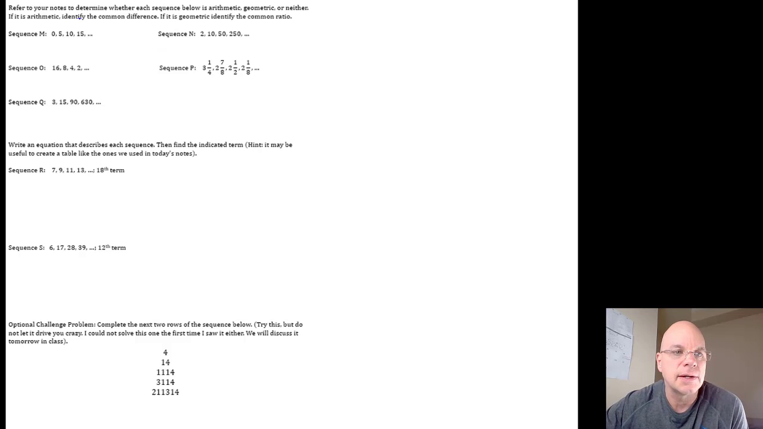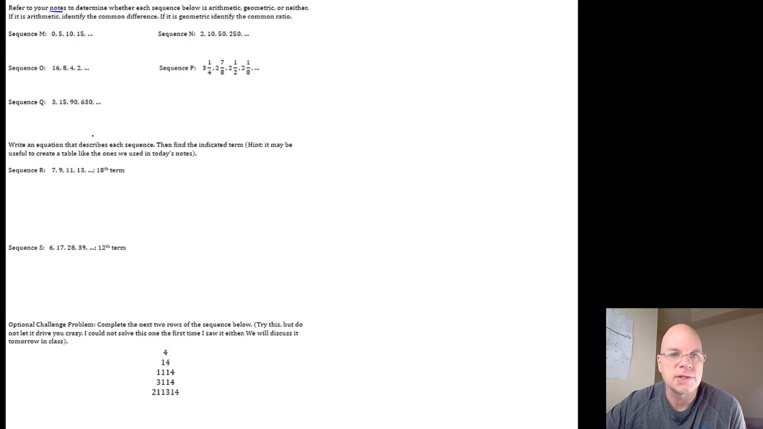On the second side, these group of 5 problems, you're referring to your notes to remember the definitions for arithmetic and geometric sequences, and then telling me for each sequence, is it arithmetic, is it geometric, or is it neither? So you're going to answer arithmetic, geometric, or neither for each sequence.